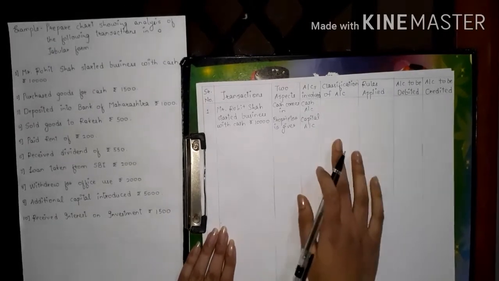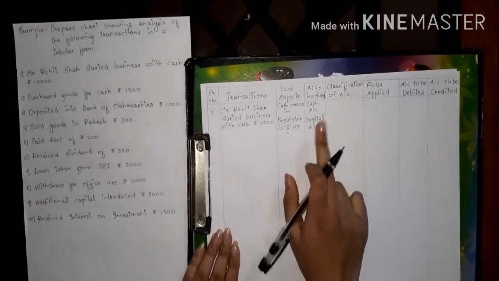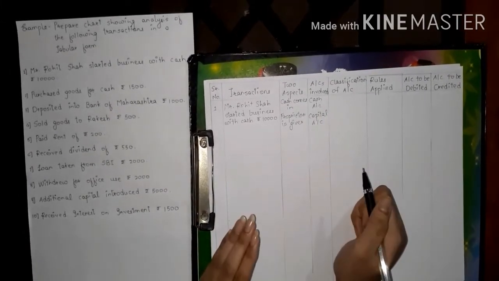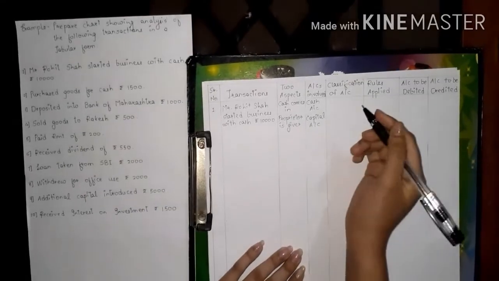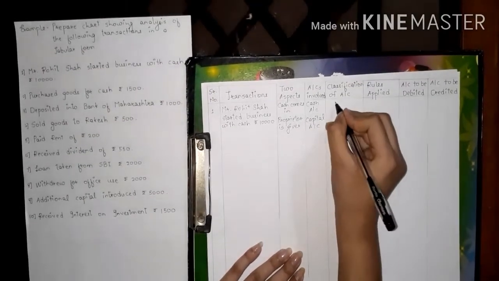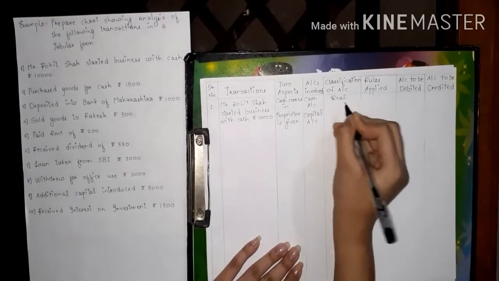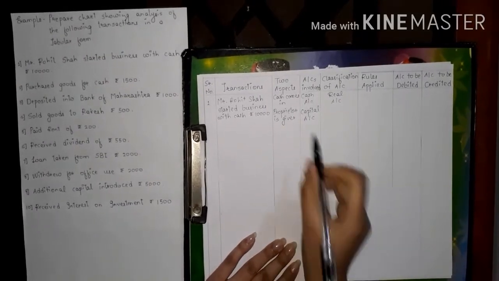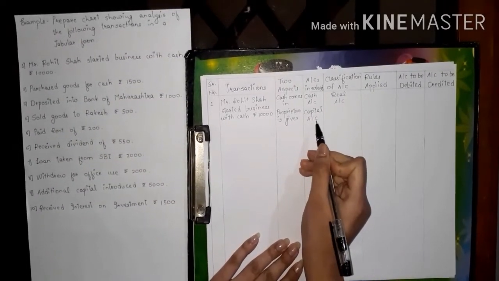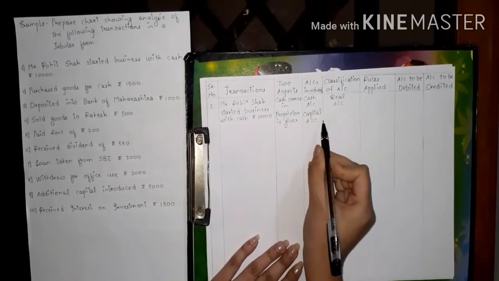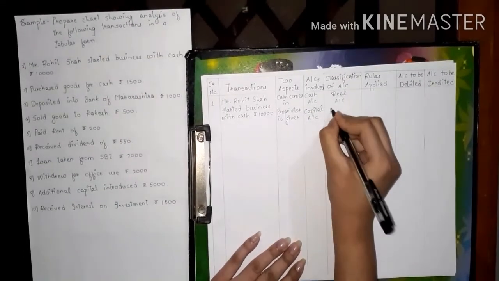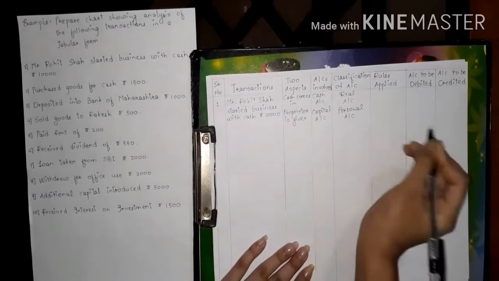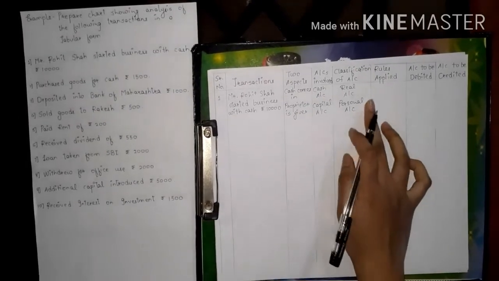Okay. Now, we have to classify these accounts, in which category these accounts fall. Now, cash account is our real account because it is our asset. We already know that all assets are real accounts. So, cash account is a real account. Okay. Now, capital account. As the proprietor has himself invested into the business in the form of capital, it will be a personal account. From his own pocket he has invested into the business, that is called personal. Okay. Now, rules.